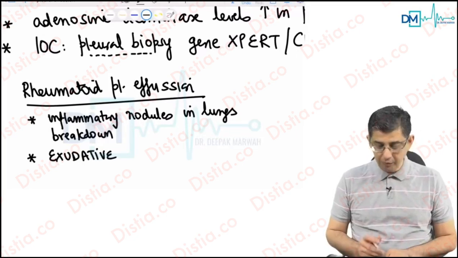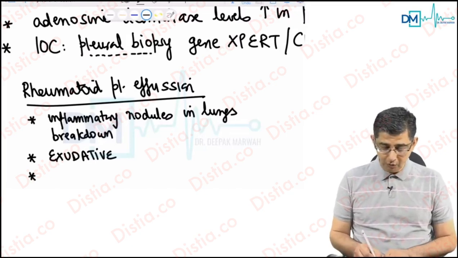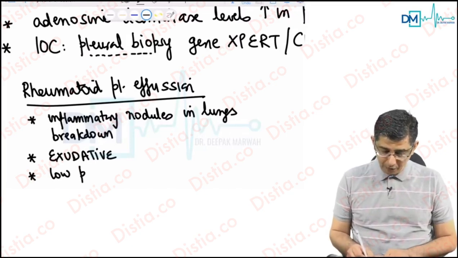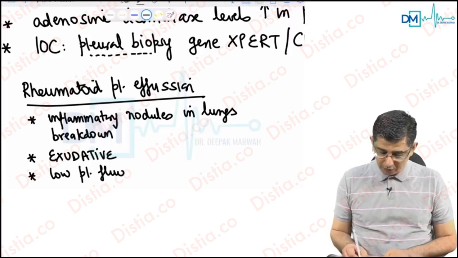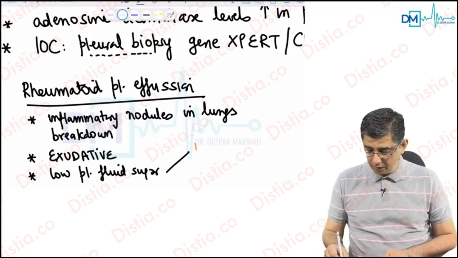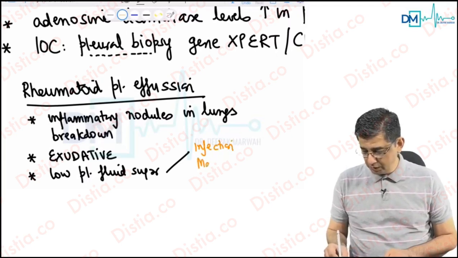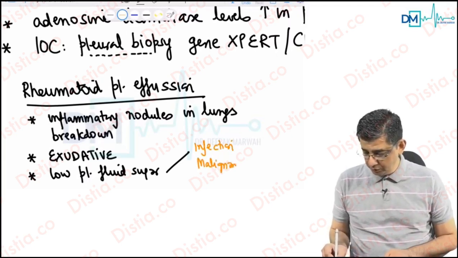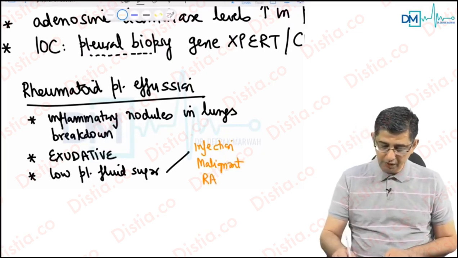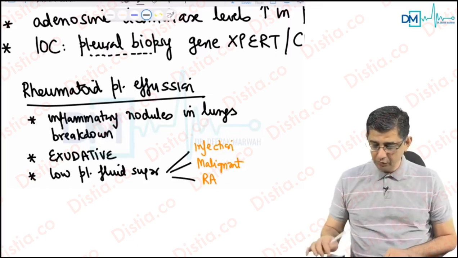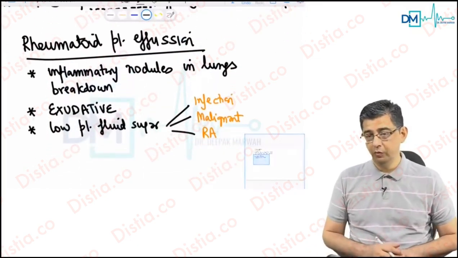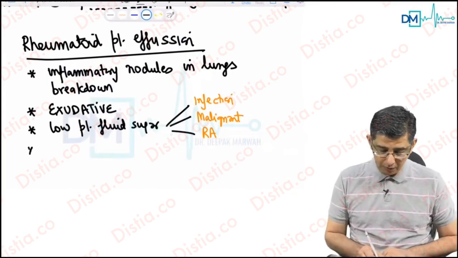And apart from this, there will obviously be a low pleural fluid sugar. Low pleural fluid sugar is obviously present in infection. Low pleural fluid sugar is present in malignancy. And low pleural fluid sugar is obviously present in rheumatoid arthritis associated pleural effusion. So these are three causes that you have to remember for a low pleural fluid sugar in an individual.